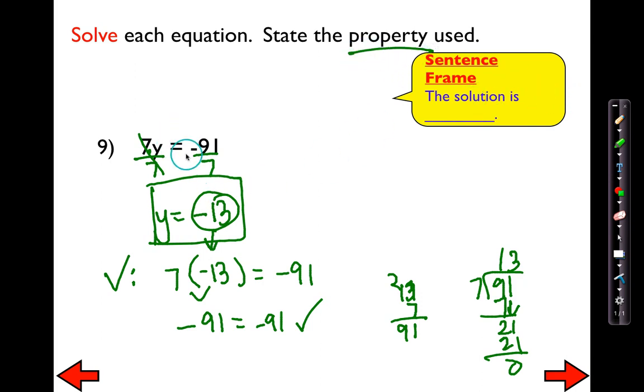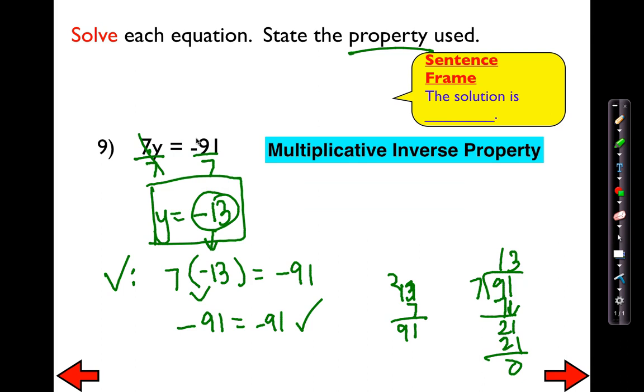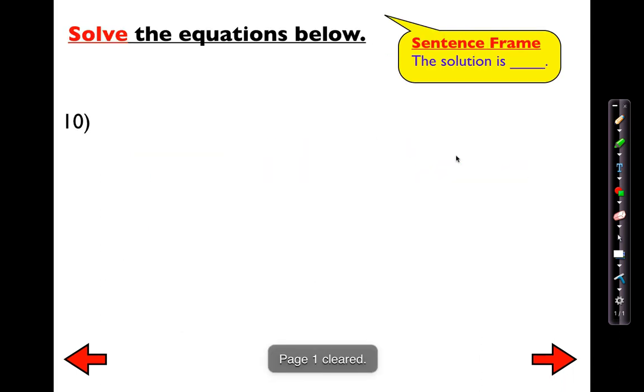What property did we use? We used the division property of equality since we divided both sides by 7. We did utilize the multiplicative inverse. How? Because we were dividing both sides by a 7 to make a 1. So now let's go ahead and do number 10 together.